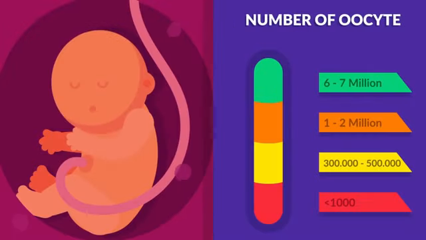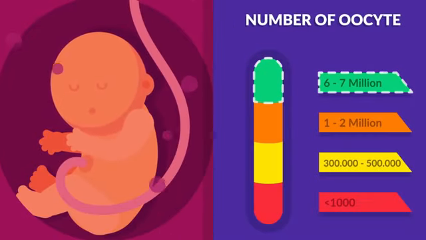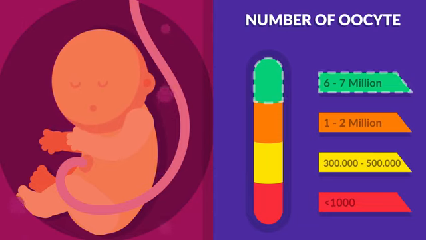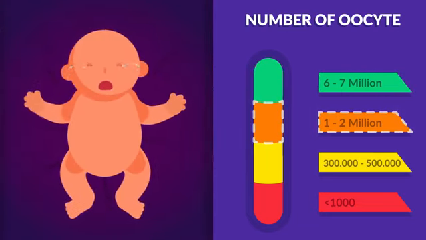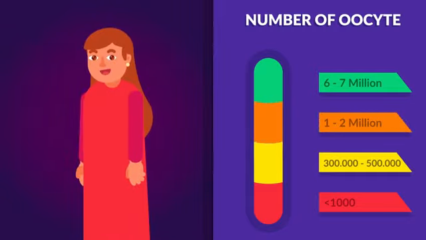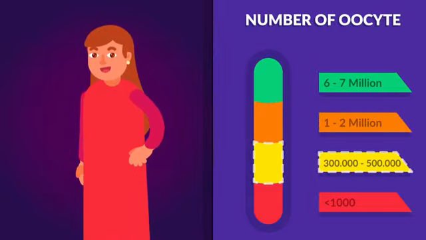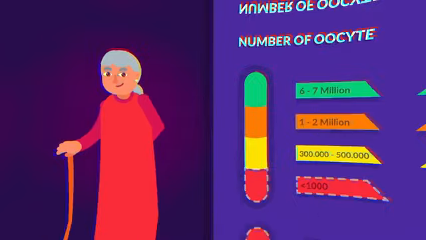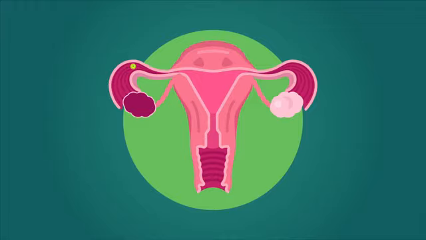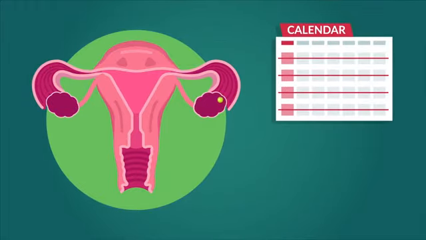It is thought that an overwhelming number of around 6 to 7 million potential cells are already present in a 20-week gestation fetus and then decline to 1 to 2 million at birth. This number continues to decline from 300,000 to 500,000 at puberty to less than 1,000 at an average age of menopause. Usually, only one egg is released every month. The ovaries take turns to release an egg.